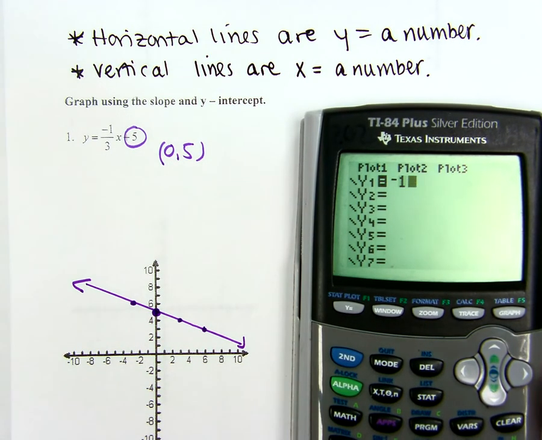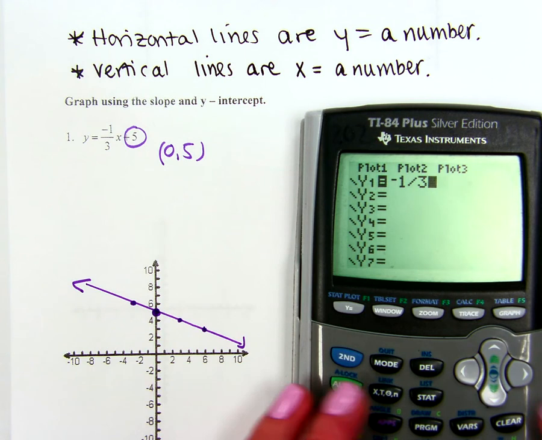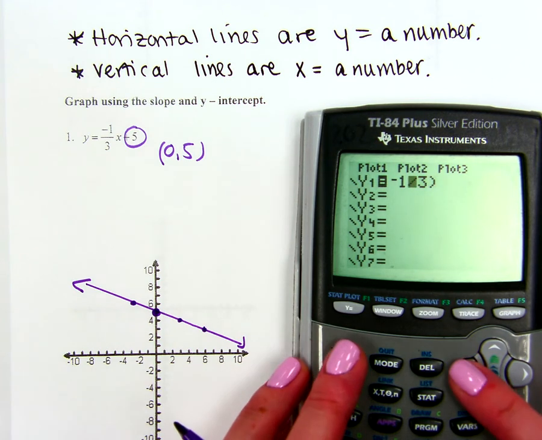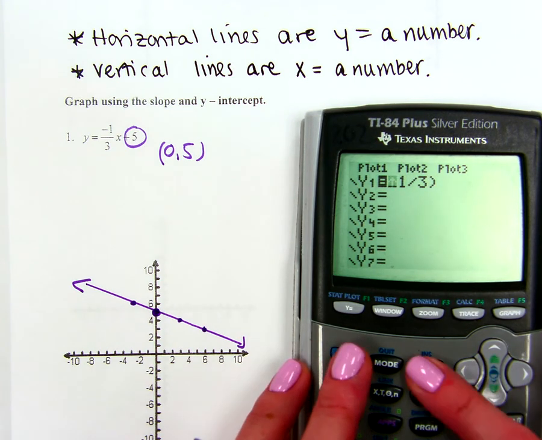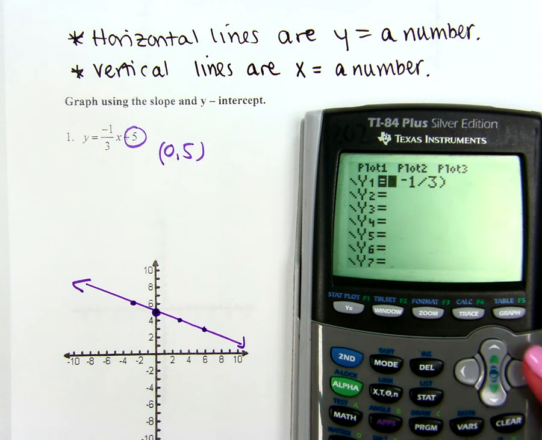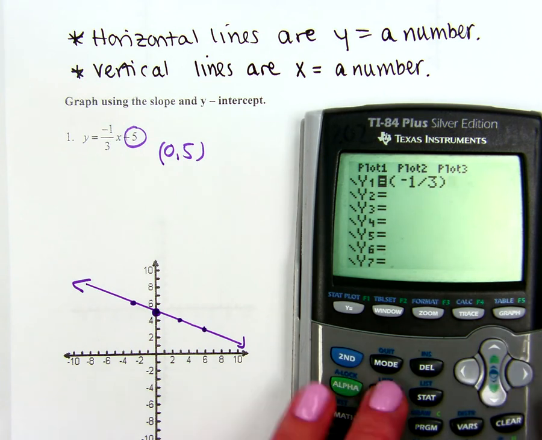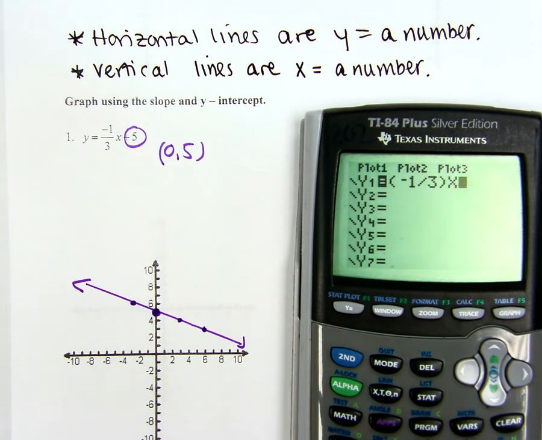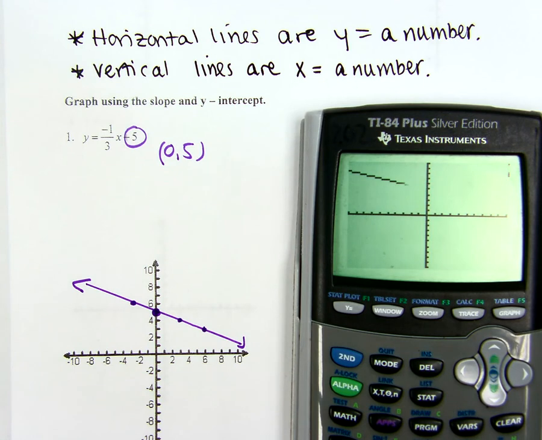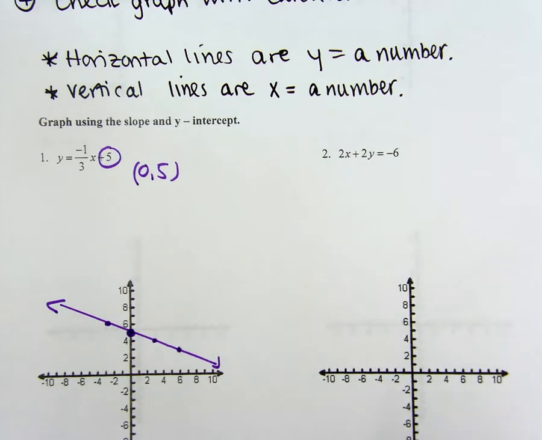I'm going to put in -1 divided by 3x plus 5. My graph looks like it matches, so we did that one right.